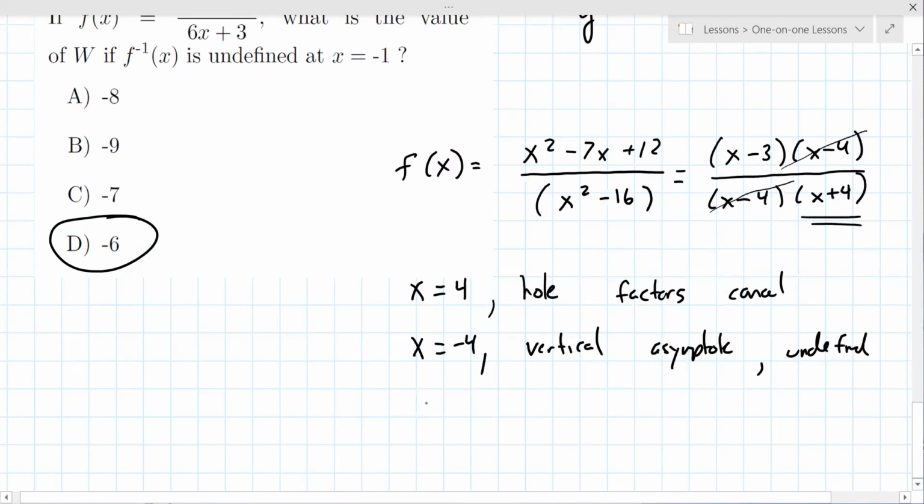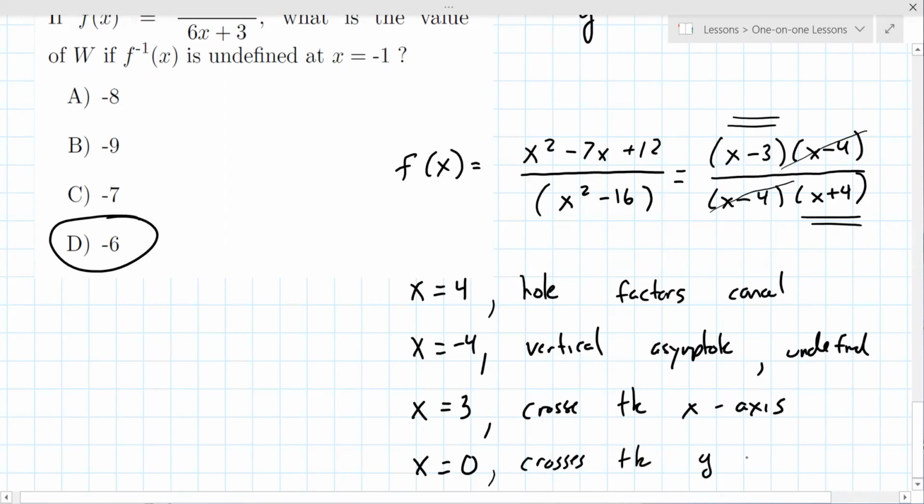Okay. And I could also ask, well, what happens at 3? That's this one up here. 3 is where it crosses the x-axis. And I could also ask you, well, what happens when x is 0? Well, this is where it crosses the y-axis. Okay. So there's a lot of things we could ask about these rational functions, and it's reasonable to ask you about any of them, but they often have these little wrinkles where things cancel out. Okay.